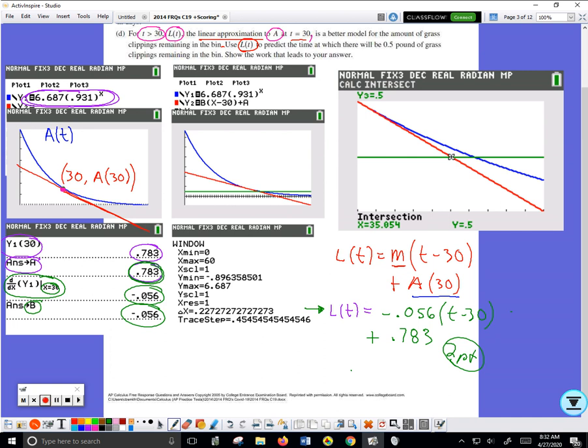So use L of t to predict the time. So I'm supposed to use this to figure out the time when there will be 0.5 pounds in the bin. Well, I'm trying to figure out when they're using L, so L is the red line. So I want to figure out when is the red line going to equal 0.5. So I took this same picture here and drew a line at 0.5. So that's what I've done here is I put in the A equation, the equation for my tangent line, and then I drew a line at 0.5. So that's 0.5. A little hard to see right here.